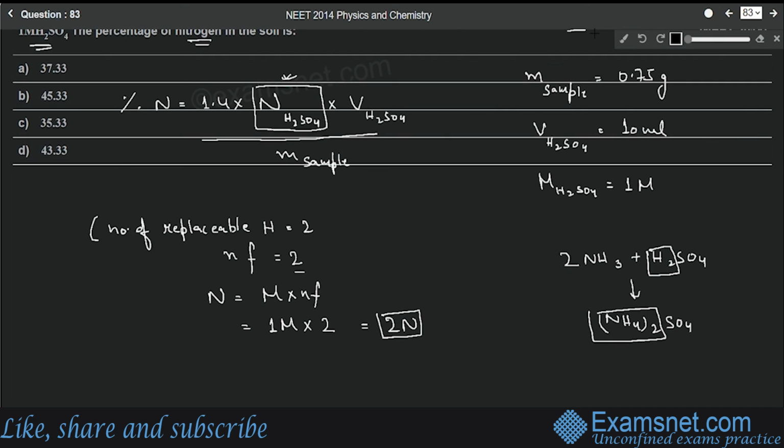So let's put the values in the given formula. Percentage of nitrogen will be equal to 1.4 into normality, that is 2, into volume of sulfuric acid, that is 10 ml, upon mass of the sample, that is 0.75 grams, right? So on solving this, we'll get the value 37.33%. Now if you check the options, the first option is the correct answer. Okay, option number A.